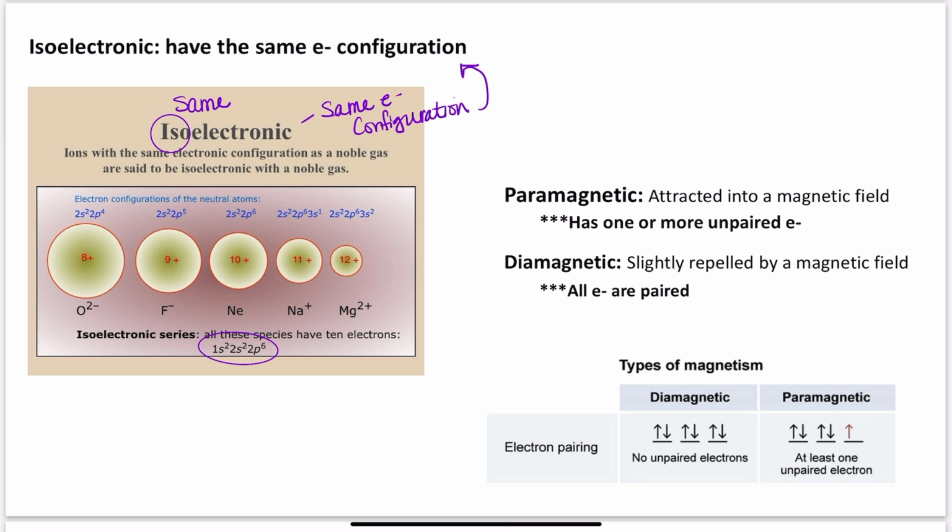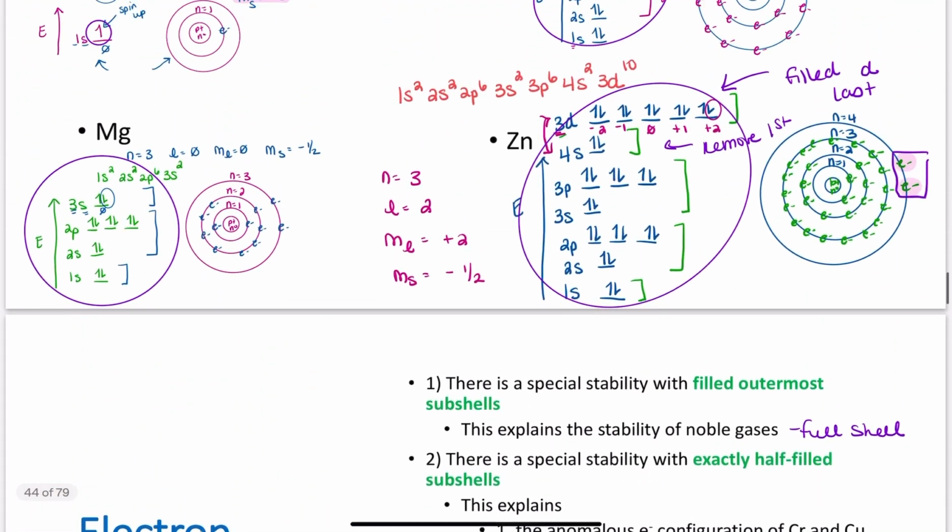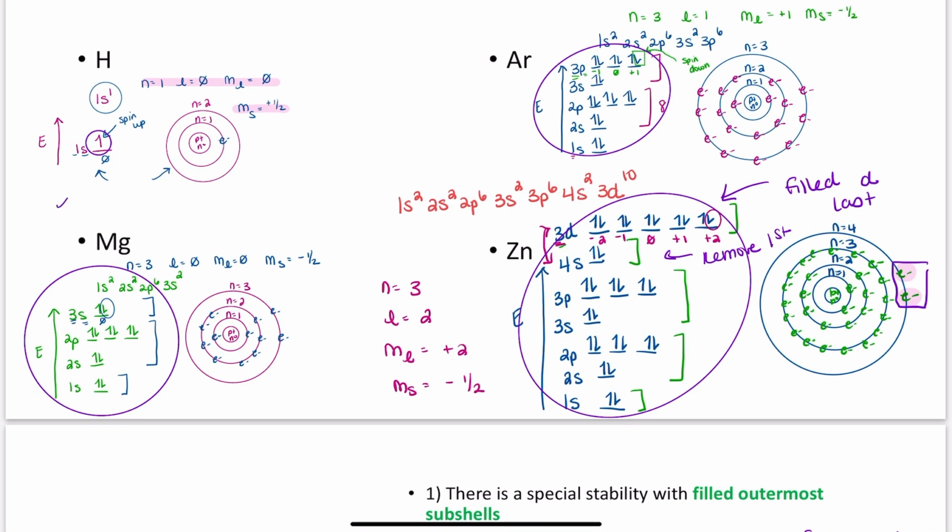A couple other terms you need here are paramagnetic and diamagnetic. I alluded to these a minute ago. Paramagnetic is a species that is attracted into a magnetic field, and it's attracted because it has one or more unpaired electrons. When I looked at the diagrams up here, I saw that this has one unpaired electron. So this would be paramagnetic. And we'll get back to that page in just a sec, but the other one is diamagnetic.